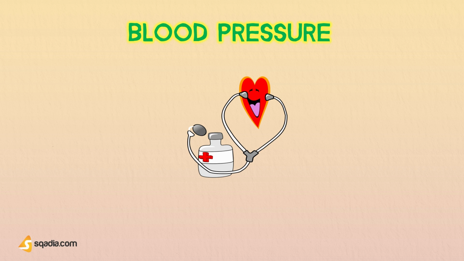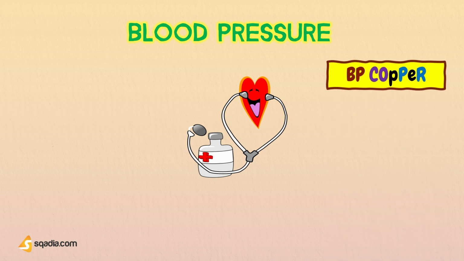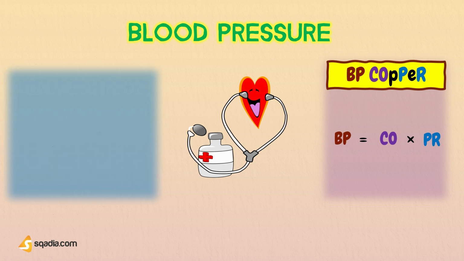In case of blood pressure, BP copper is a neat reminder of the relationship between arterial blood pressure, cardiac output, and peripheral resistance. Blood pressure equals cardiac output times peripheral resistance. So remember the mnemonic BP copper.